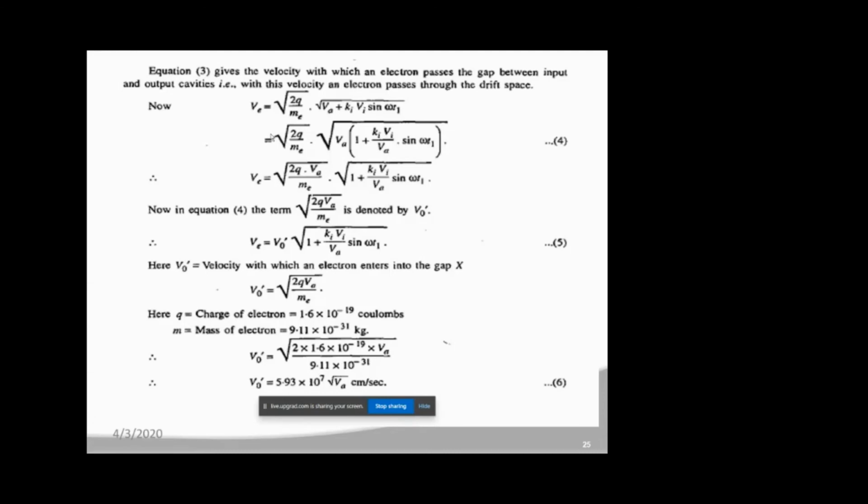The velocity of the electron depends upon what terms? It depends upon the charge of the electron, the voltage we are applying to the cathode, and the mass of the electron. So this term V0 dash we can refer to as the square root of 2q Va upon Me, where Me is the mass of the electron.